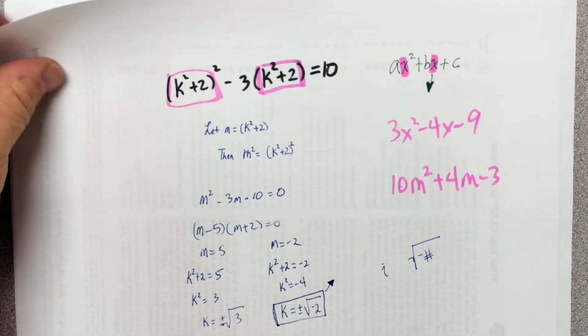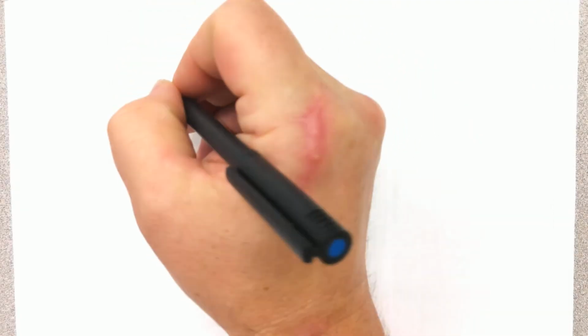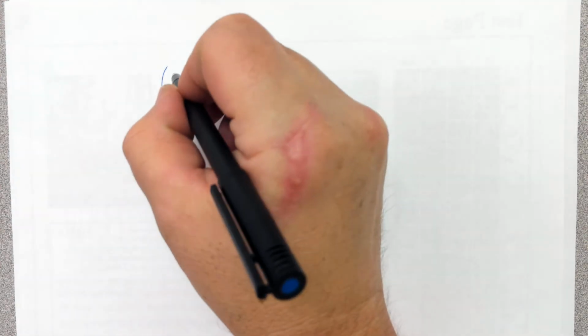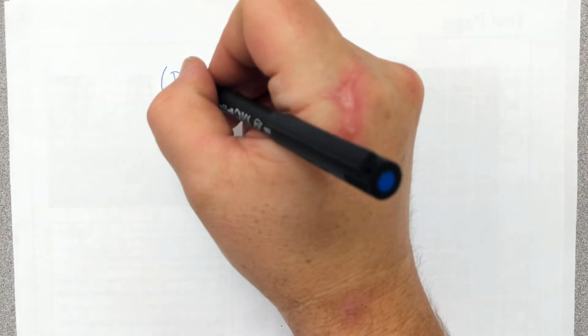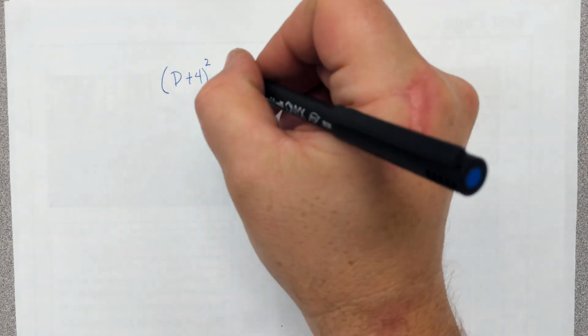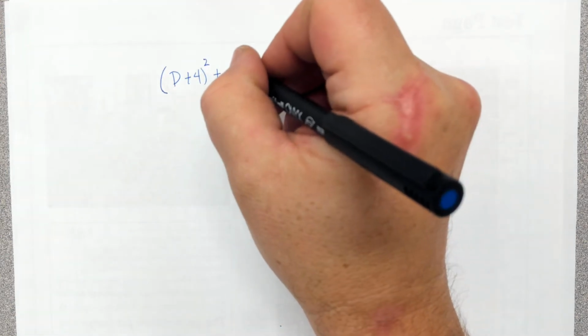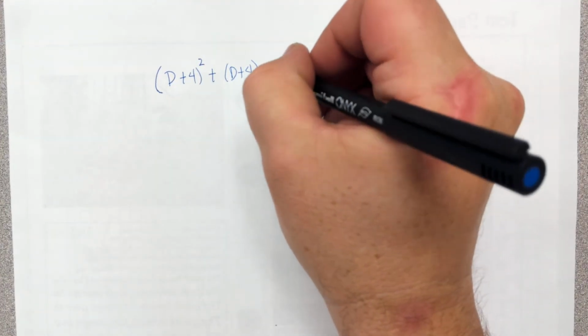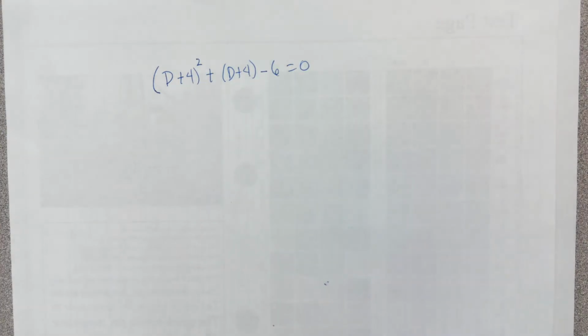I think we should try an easy one. Let's do, Ivan, what letter should we use? Oh, I know. D for drive. That's your favorite thing at work, right? Let's do d plus 4 squared plus d plus 4 minus 6 is 0. All right, so you try that one. We're going to solve for d.